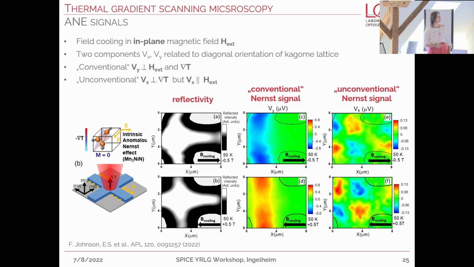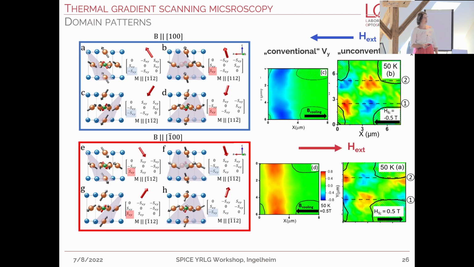And what we found out is that if you do the thermal scanning on this type of structure, you get the conventional Nernst signal that Kota was showing on the manganese-3 tin thin film. So this is the conventional, meaning that you apply an out-of-plane thermal gradient, you apply an in-plane magnetic field in one direction, like this, and you measure the response in the perpendicular direction. So this is what we call conventional Nernst. But there is also an unconventional response, which is in the direction parallel to the external magnetic field.